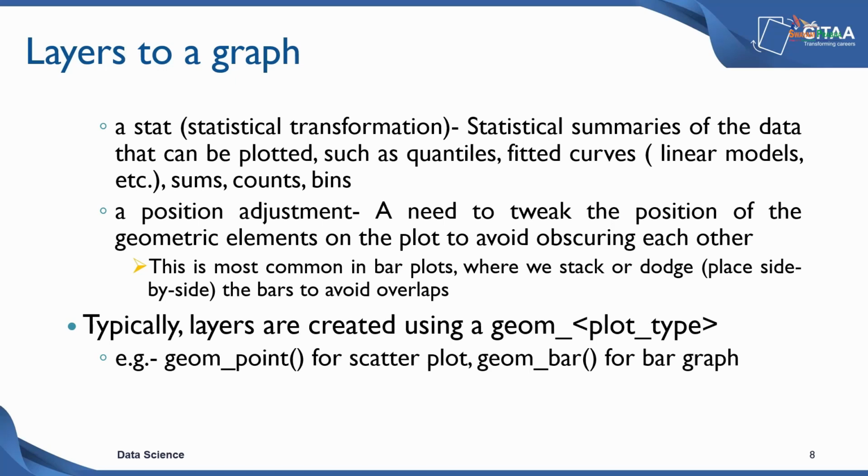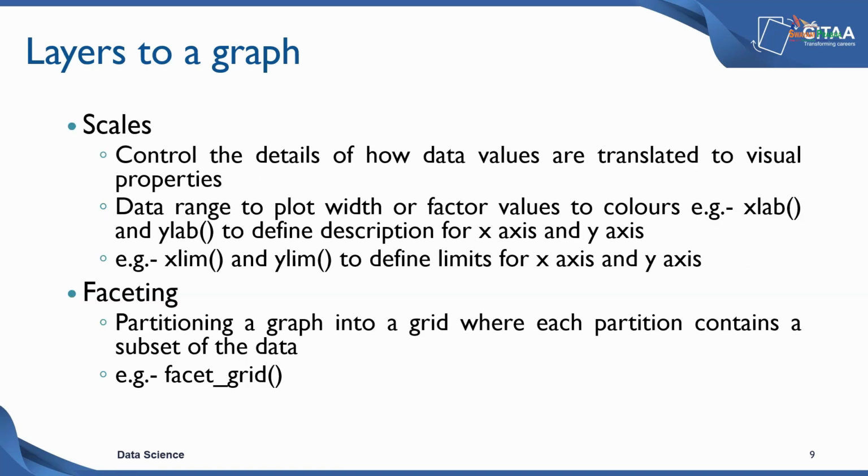So this is as far as the first layer goes. The first layer is geoms and it has many sub-layers to it. So let's see what the second layer is. The second layer is called scales. It controls the details of how you want the data points to be translated to visual properties on the graph. Now let's say for instance, if you want to control the range of the plot, then you can do that by using xlim and ylim. So this is a scale that you are setting on the x-axis and the y-axis to define the limits for these axes. So this is a scale based layer.